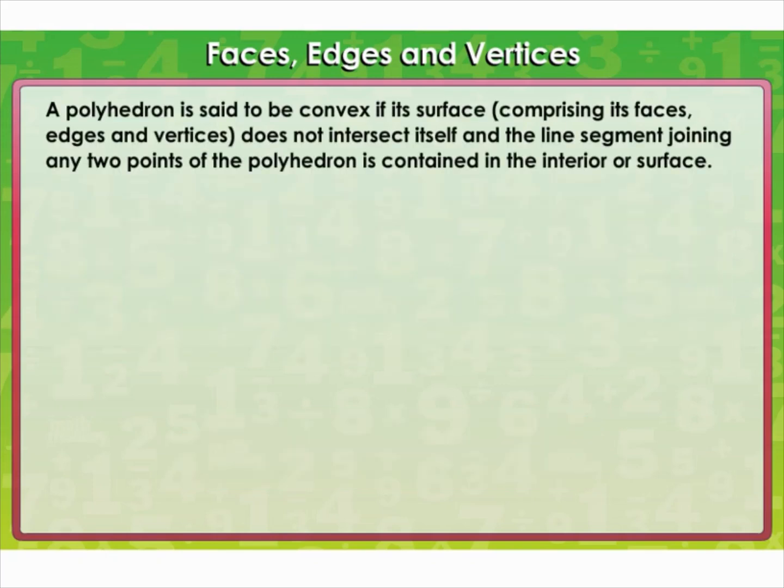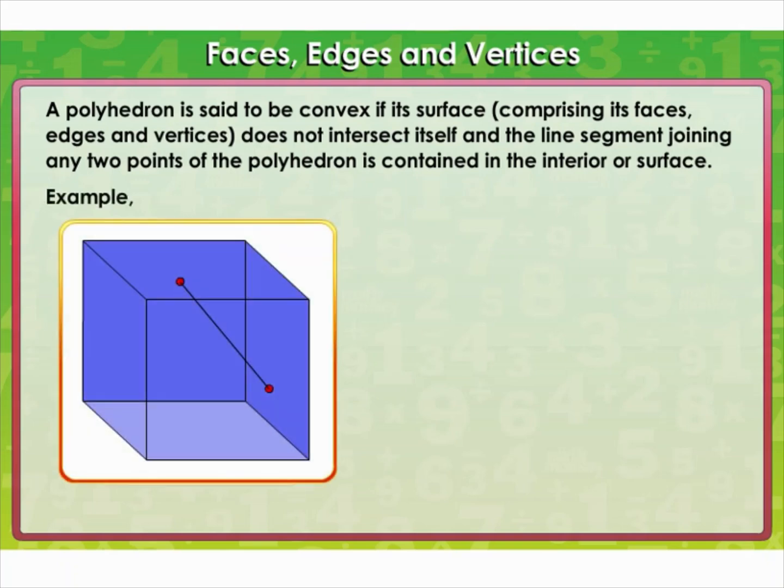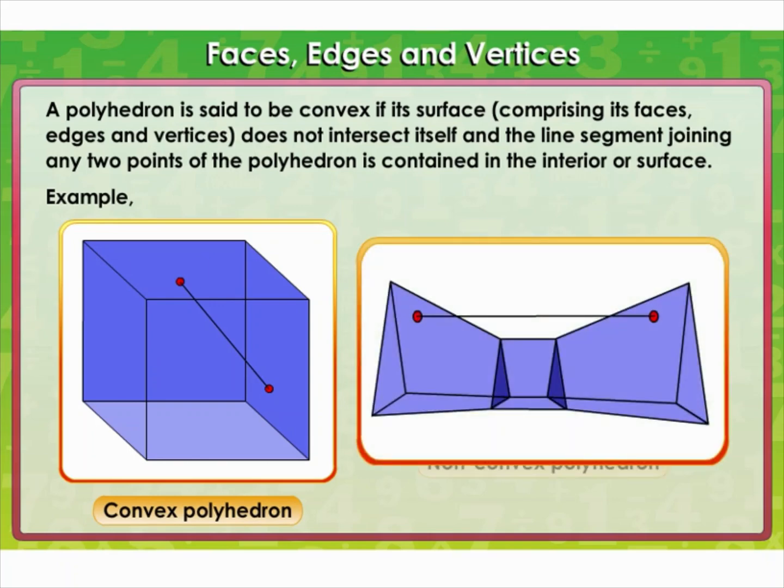A polyhedron is said to be convex if its surface, comprising its faces, edges, and vertices, does not intersect itself, and the line segment joining any 2 points of the polyhedron is contained in the interior or surface. Example: a cube is a convex polyhedron, whereas a bow tie-shaped polyhedron would not be a convex polyhedron.